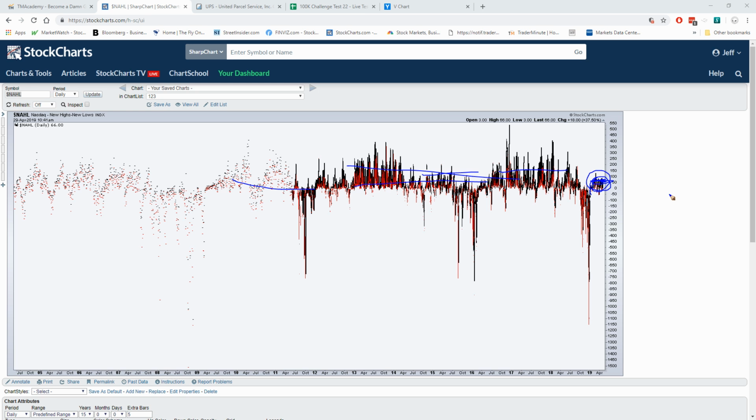The participation isn't there. It's very specific. It's very individual names driving the indexes here. And it's not the type of mass participation that you see, like what we saw in 2009 and 2010, or even here in 2013, where we just saw this mass participation rate in terms of equities. It's a very low participation rate, one of the lowest that we've seen in a long time. And it's coming off the heels of one of the biggest spikes in number of stocks hitting new lows that we have seen in quite some time.